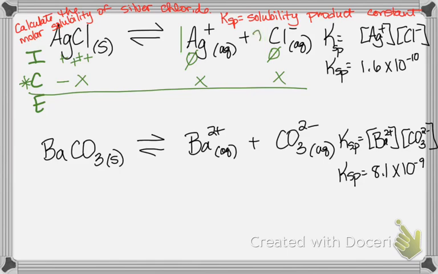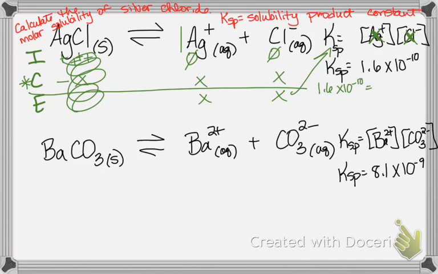If one of these had a 2 in front of them, we would have to say 2X. Okay, so at equilibrium we have something here, but it doesn't matter because it's a solid. At equilibrium we have X amount of silver and X amount of chloride. So if we plug into the KSP expression X for silver and X for chloride, do you see that the KSP is equal to X squared? That means 1.6 times 10 to the minus 10 is equal to X squared. When you solve for X, you have the molar solubility.